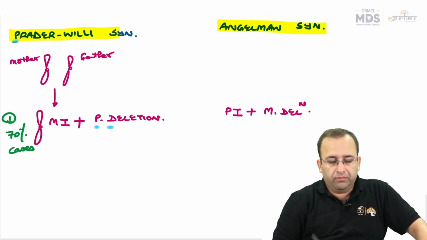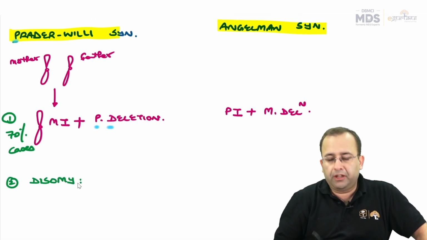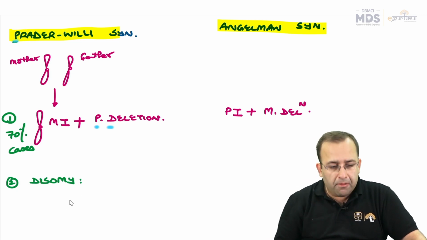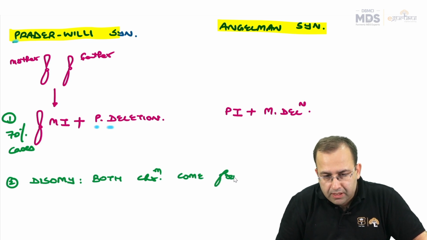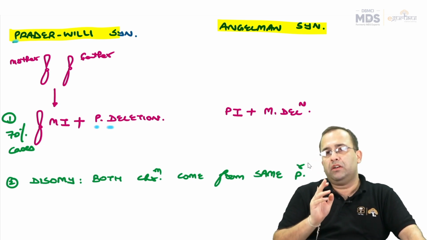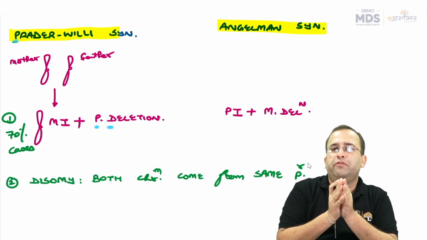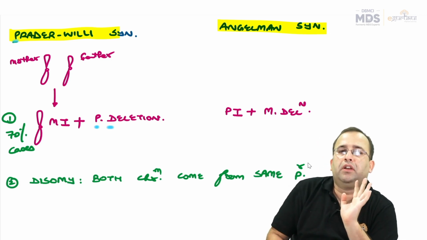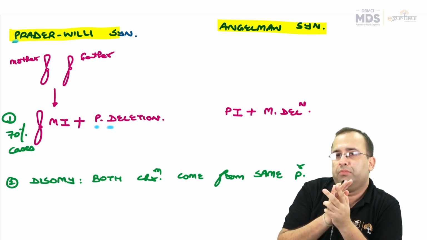Continue the same flowchart. The second method of having the disease is disomy. Disomy means both the chromosomes come from the same parent. Which chromosome are we talking of? Only and only chromosome 15. हम सिर्फ chromosome 15 की बात कर रहे हैं. So you tell me, Prader-Willi is which disomy?